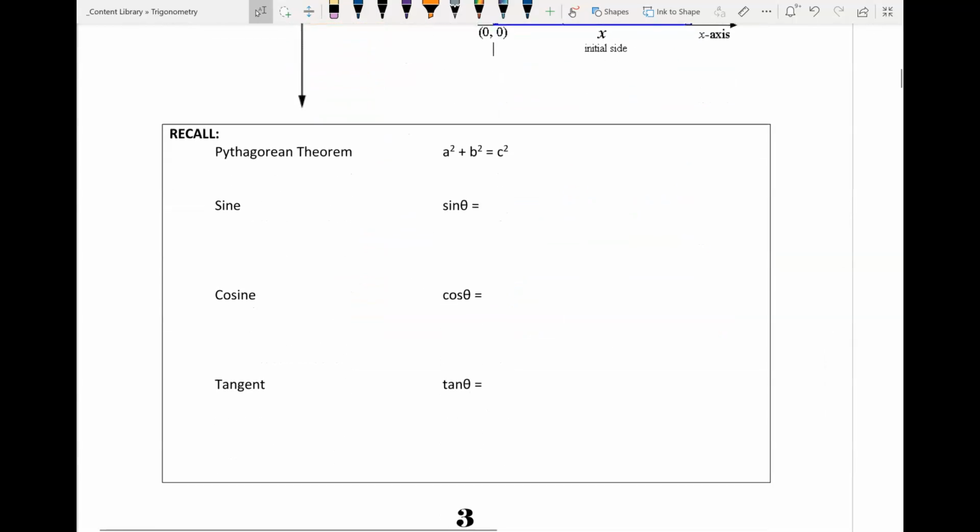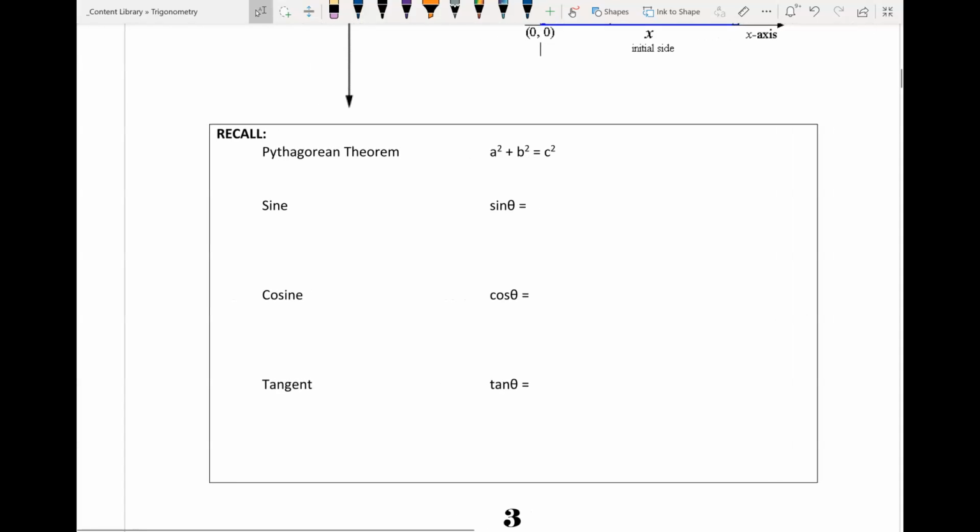So we need to recall some things from our trigonometry from the previous years. We're going to use the Pythagorean theorem whenever we have a right triangle and we're looking for a missing side. Then we also use sine, cosine, and tangent to either find a missing side or an angle in a right triangle. So as a review, I'm going to draw a triangle on the side here.